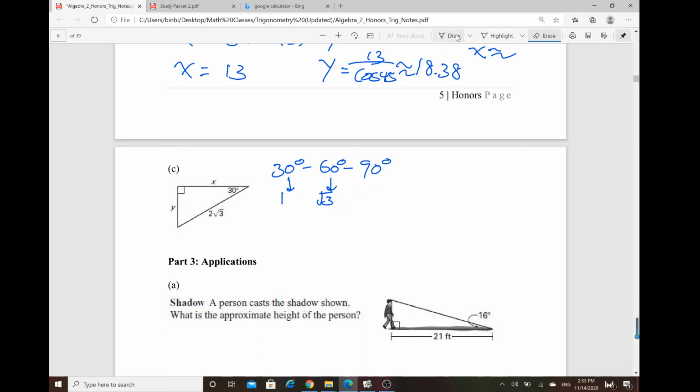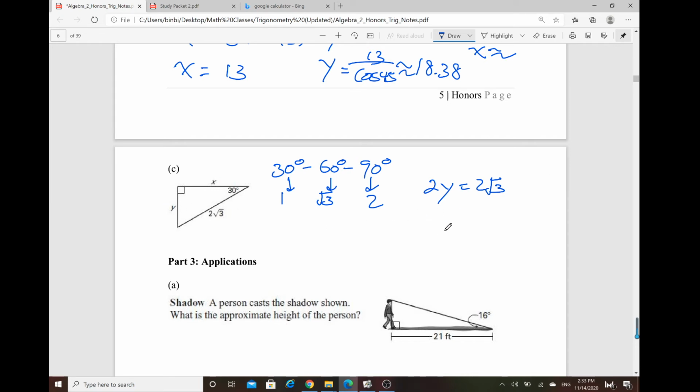So 1, root 3, and 2. So the one that's given already is the hypotenuse, which is the longest leg. So you want to set 2 equals 2 root 3 times y, or 2y. Because that's the shortest leg, it's 1y. Okay, so this one you can just say that 2y equals 2 root 3.